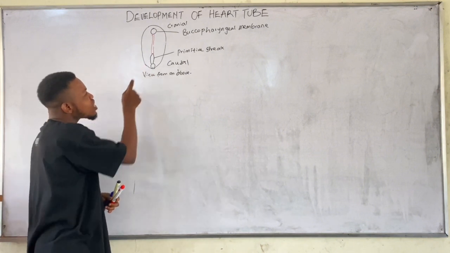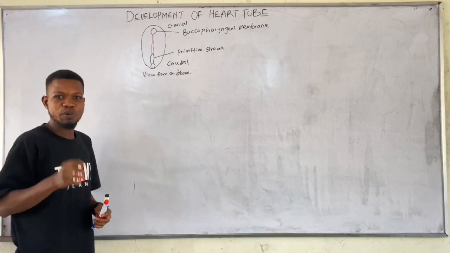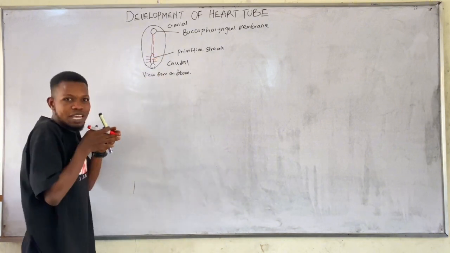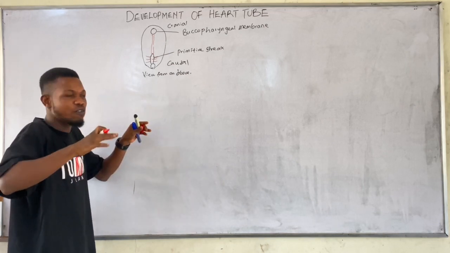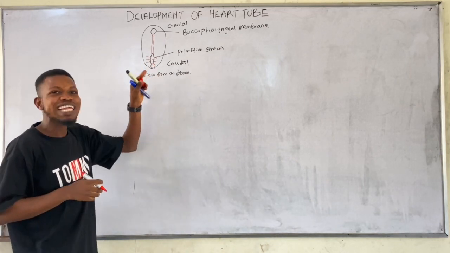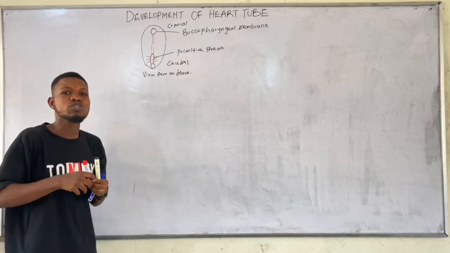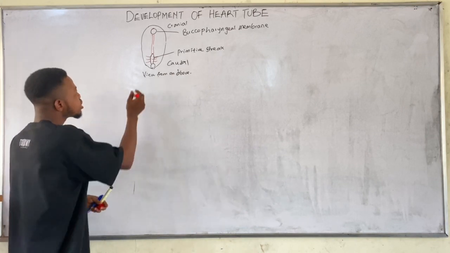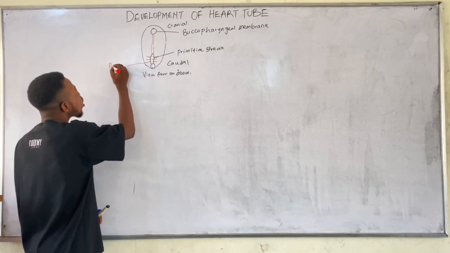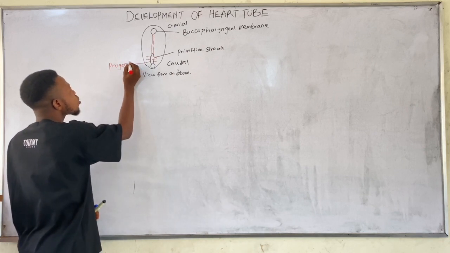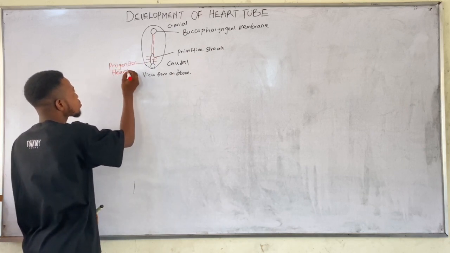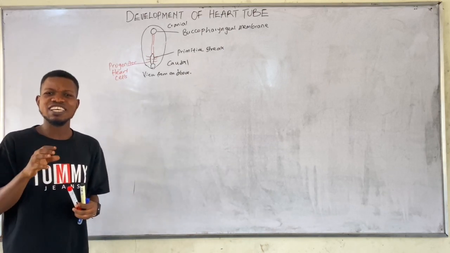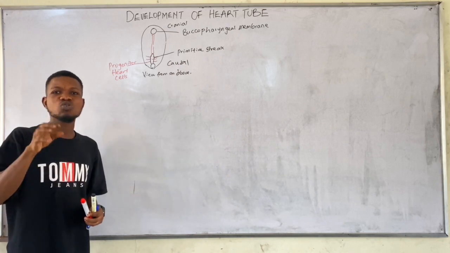When those cells originate and arise from the primitive streak, they begin to migrate bilaterally. They migrate outward from the primitive streak. These cells that migrate outward from the primitive streak will give rise to the heart. So those cells are what we call the progenitor heart cells. When we talk about the progenitor heart cells, it means these are the heart cells that arise from the primitive streak that will give rise to the heart.